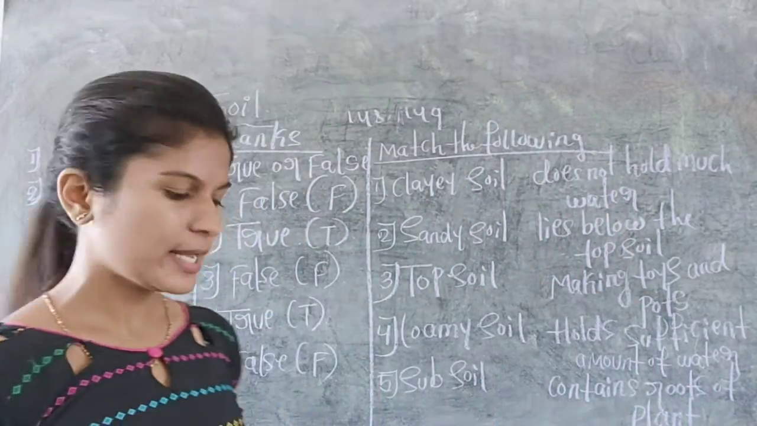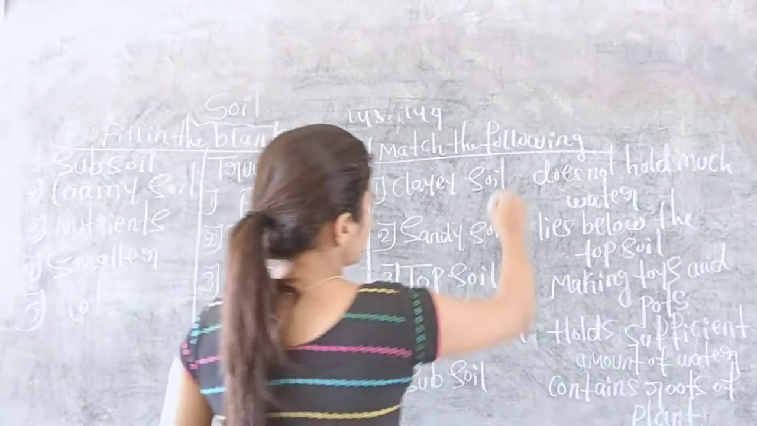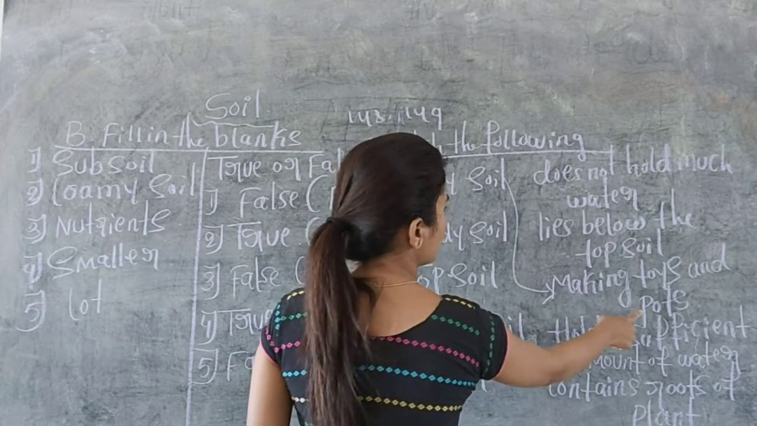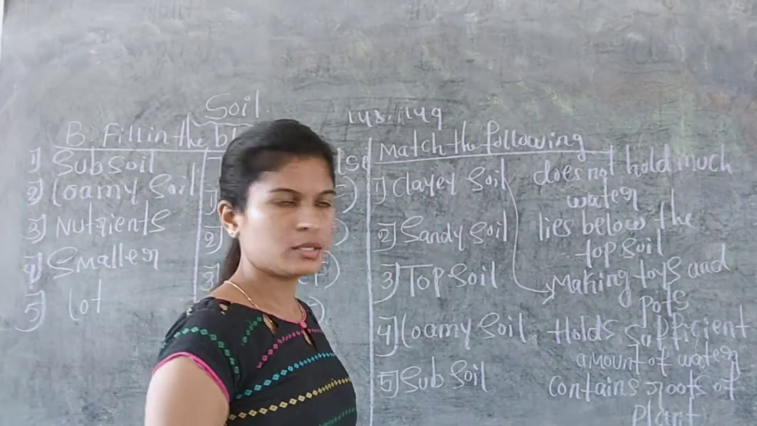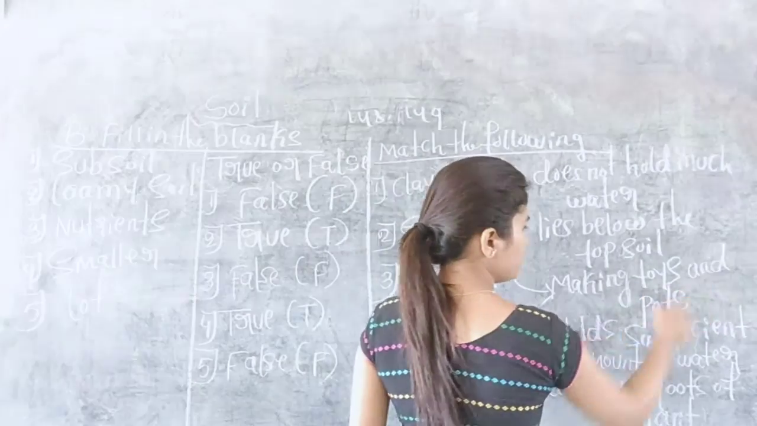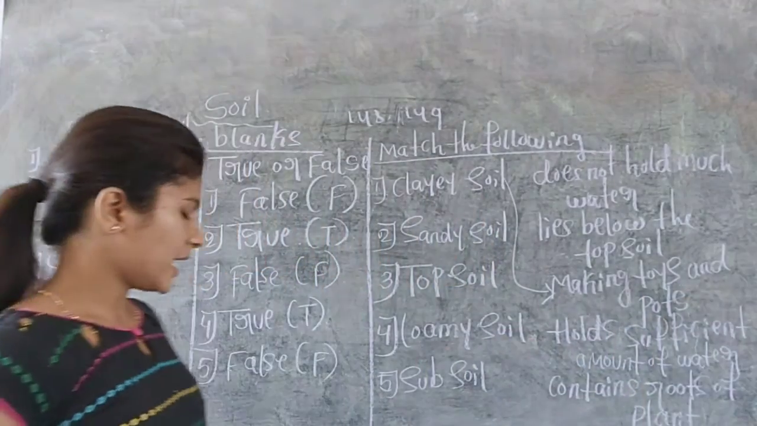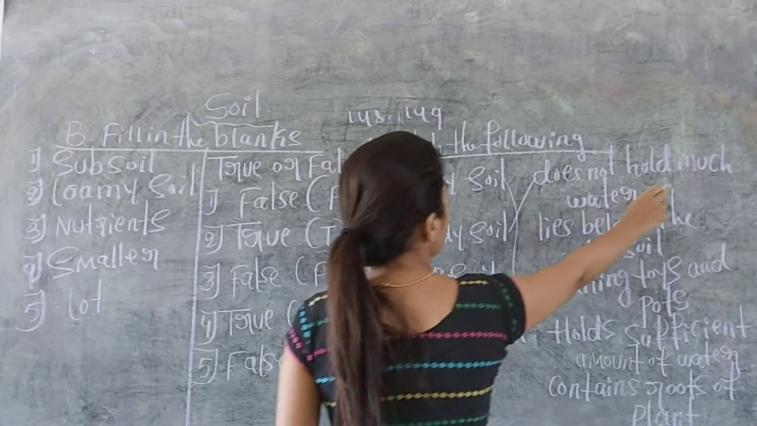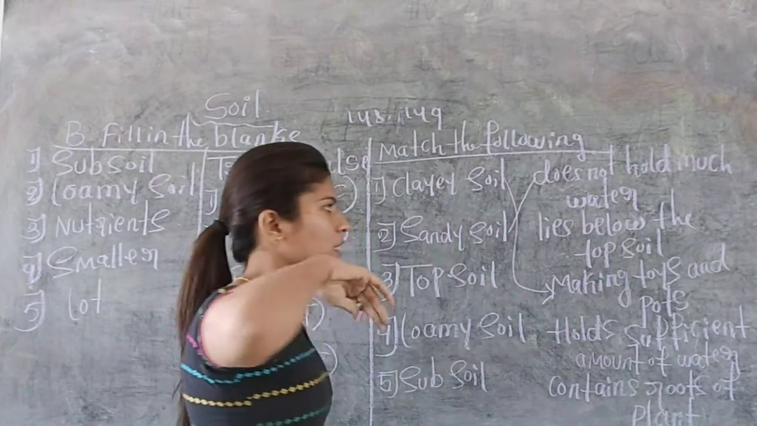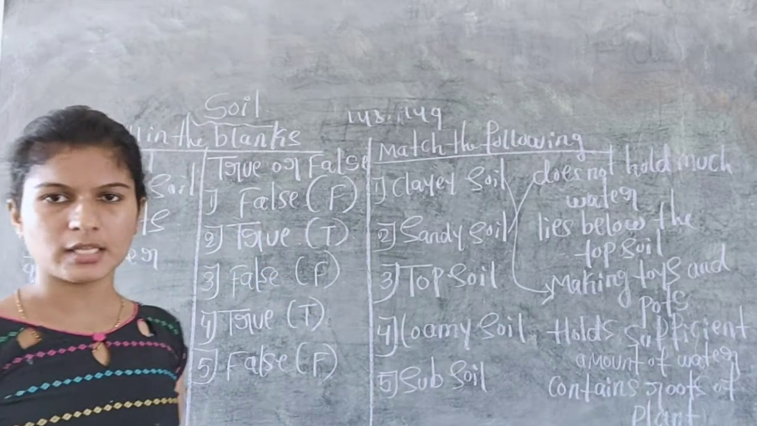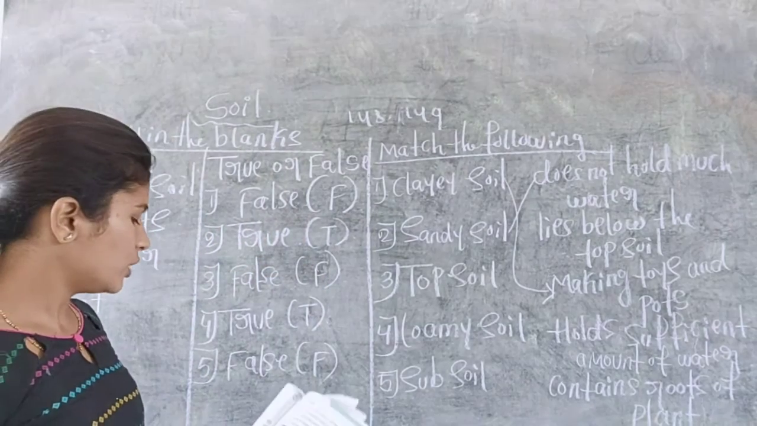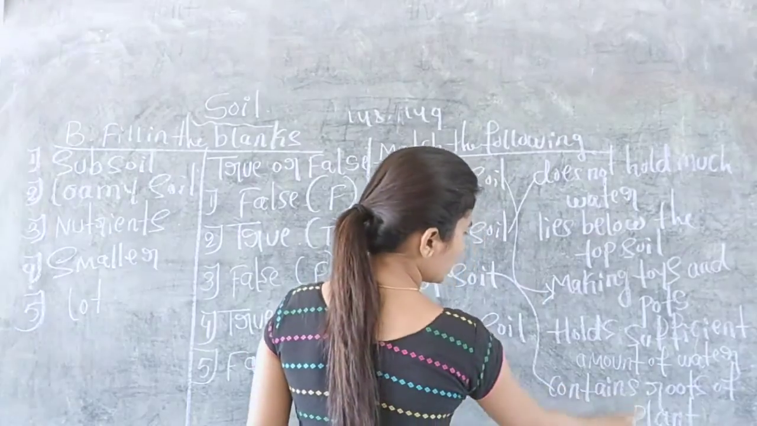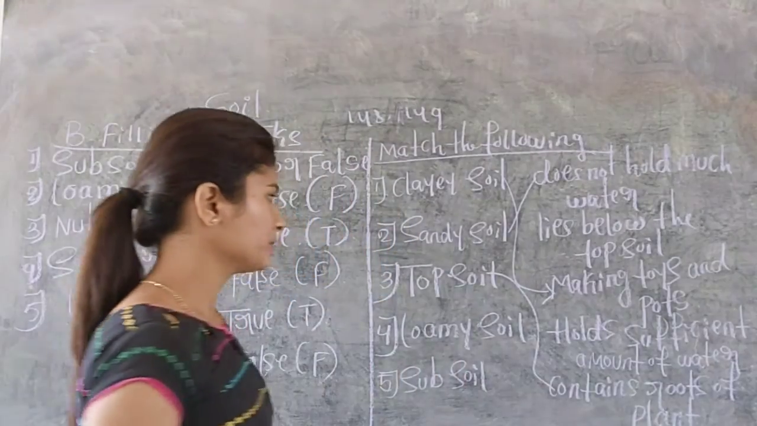First one, clay soil. So this clay soil is used for making of toys and pots. Second one, sandy soil. Sandy soil, it doesn't hold much water. Okay, water anna hold madangilla adu baada. Third one, top soil. Top soil, it contains roots of the plant.